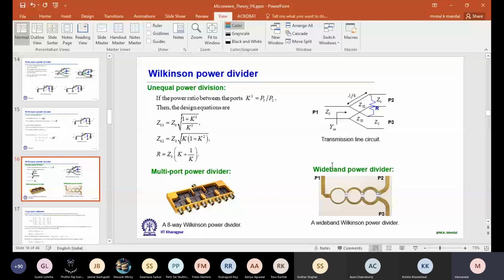Lambda G by 4 quarter wave transformer is a single section, and it is valid only at the design frequency. But we can go for binomial. For binomial, we use many sections, and if you keep on increasing the number of sections, your matching bandwidth improves. The same thing happens for other components as well. So without doing any derivation, just conceptually, this is a Wilkinson power divider.